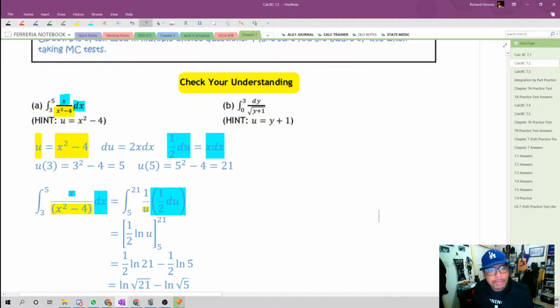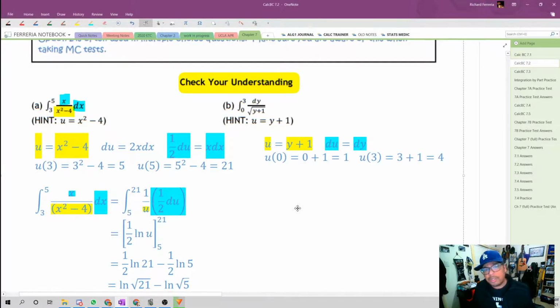Moving on to part B, in my denominator I have the square root of y plus 1. Now, the inside of a square root is another place to look for u. So if my u is y plus 1, my du is just going to be equal to dy. There's not going to be any real cost to making this substitution. That's not that bad, it's pretty easy. So our first step here is u is y plus 1 and du is dy.